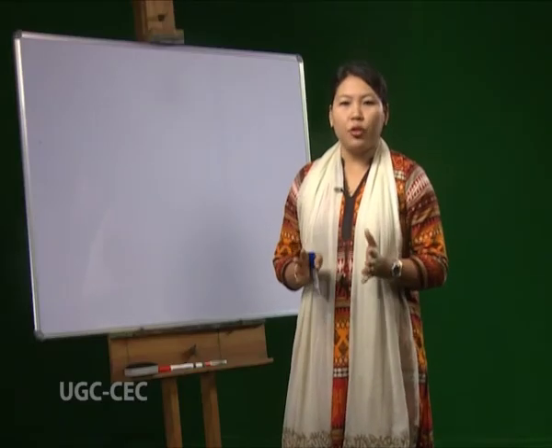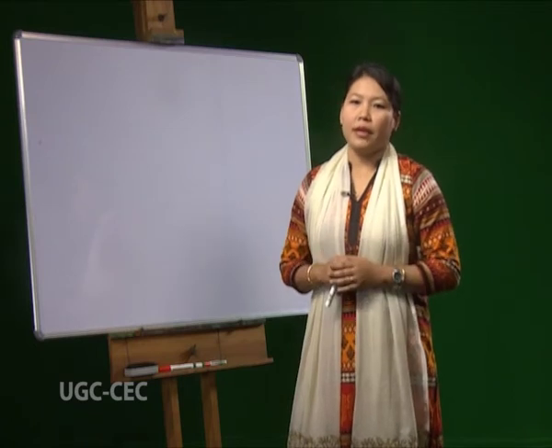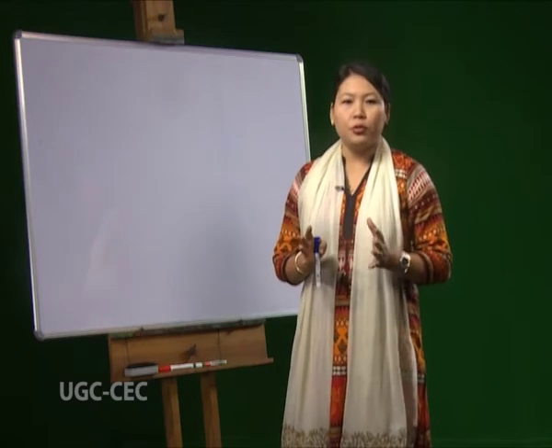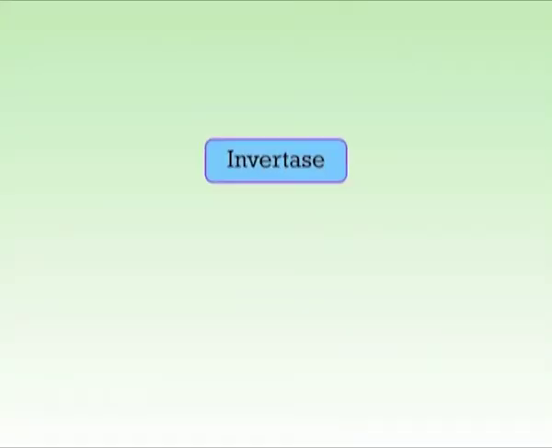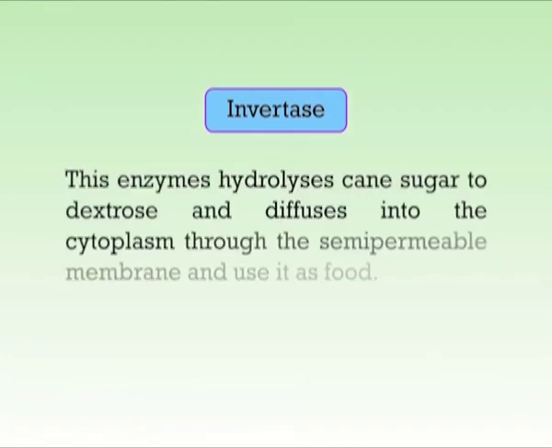Yeast is heterotrophic and saprophytic in nature. Their protoplasm secretes two types of enzymes, which are invertase and zymase. Let's see invertase first. The enzyme invertase hydrolyzes cane sugar to dextrose, and it gets diffused into the cytoplasm through the semi-permeable membrane, and they use it as food.